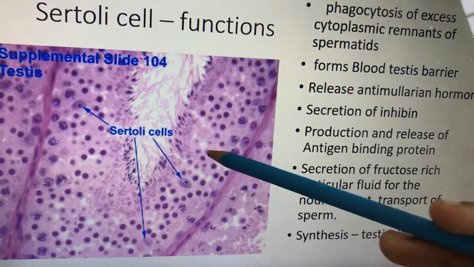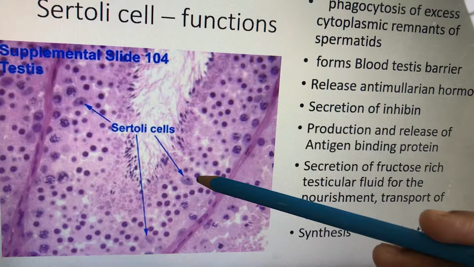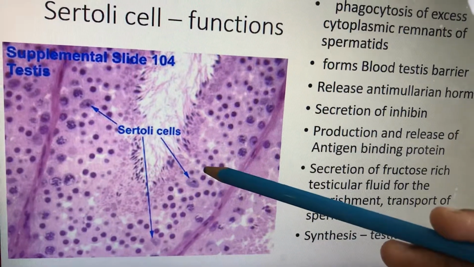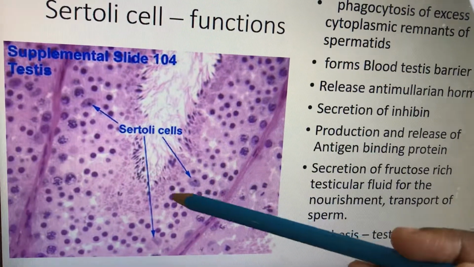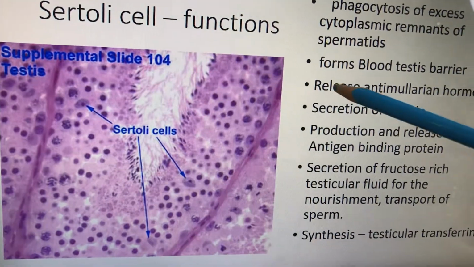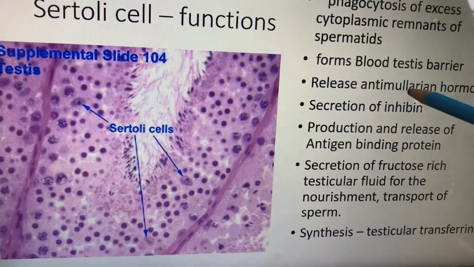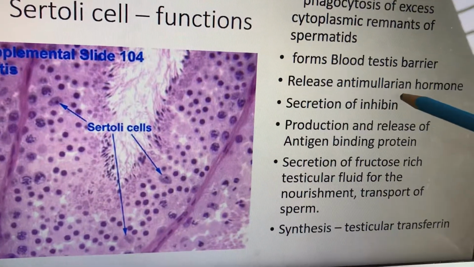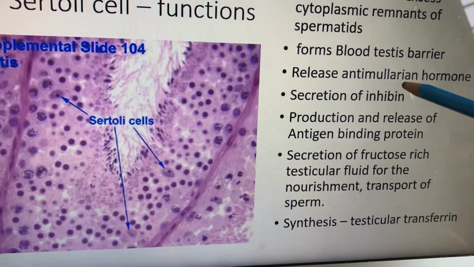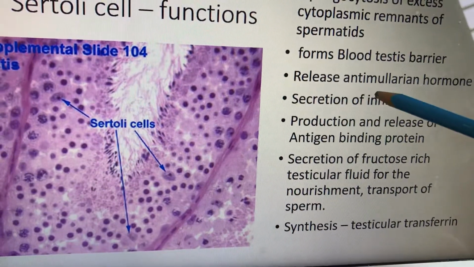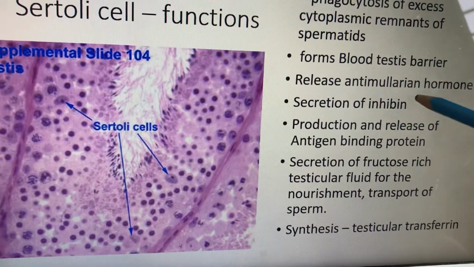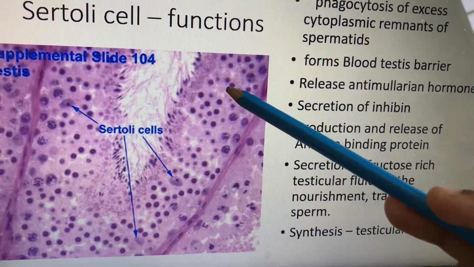Here the blood vessels will be there, and inside the testis your sperm is there. Sperm acts as an antigen, so the sperm should not have any antigen-antibody reaction with the blood in the blood vessel. So what happens is it forms a blood testis barrier. And the third one is release of anti-Mullerian hormone. Mullerian hormone is for the development of the female genital system. We don't want that genital system in males. So the important factor is anti-Mullerian hormone, which is produced by your Sertoli cell.